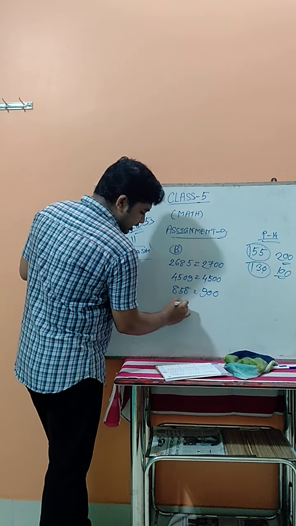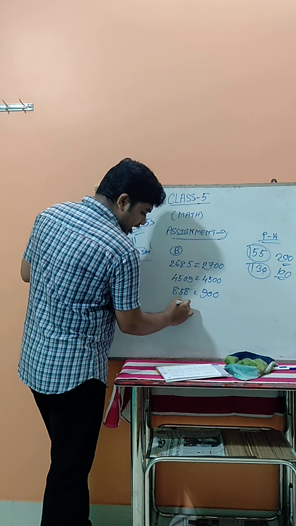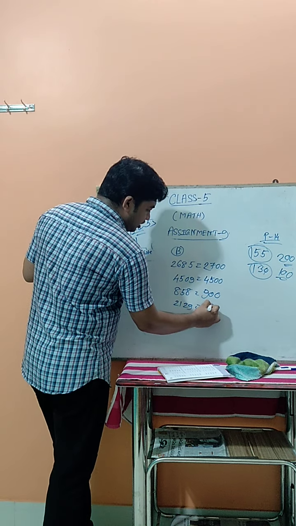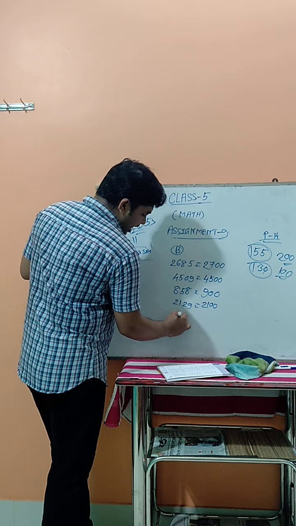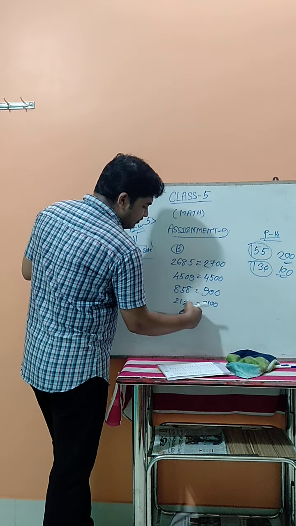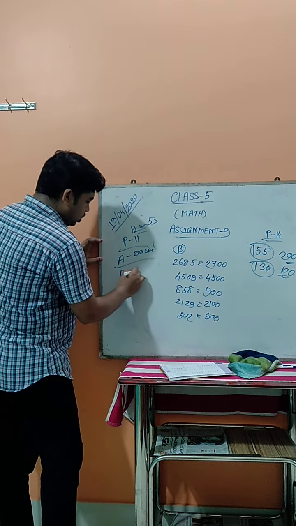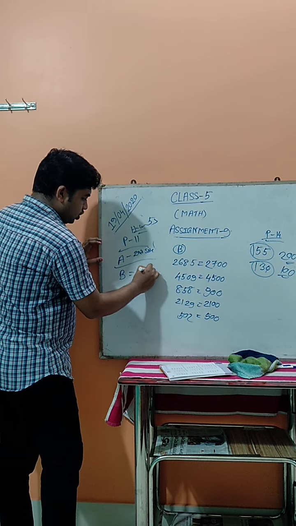Now here is 2,129. 29 is less than 50, so 2,100. Next, 502. 502 is very less, so it becomes 500. So number B also, the second side, is your homework.